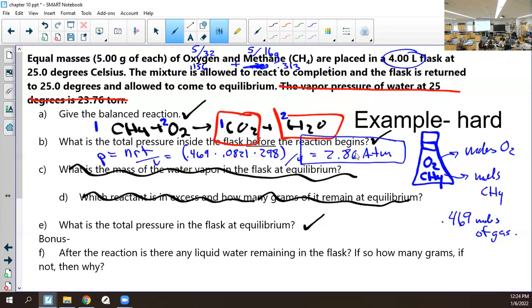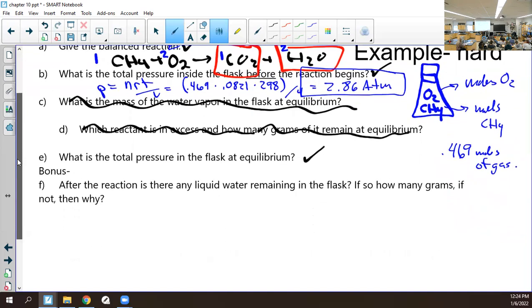But it's okay. So we look at this number, and that's your oxygen, right? And we ask ourselves, is 0.156 at least twice as much as 0.313? And since the answer is no, what's my limiting reactant? Oxygen, right? Everyone concur? Oxygen is my limiting reactant.